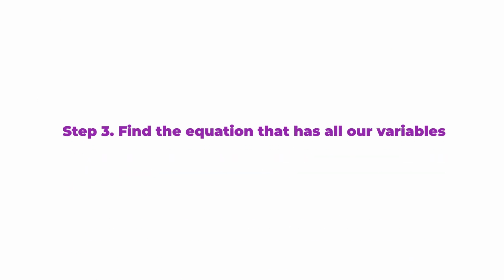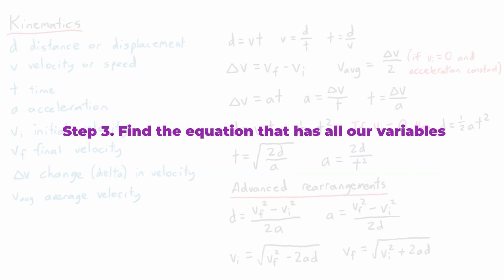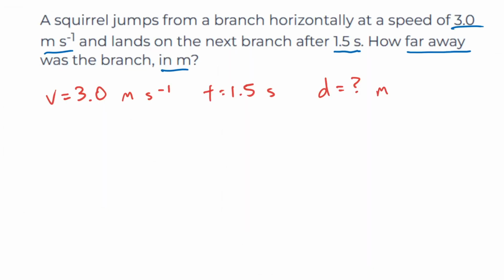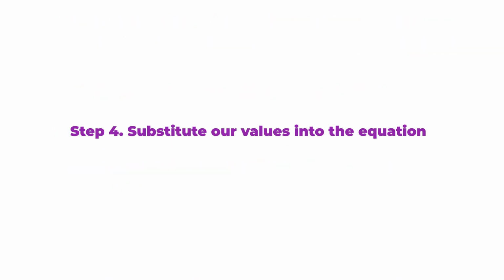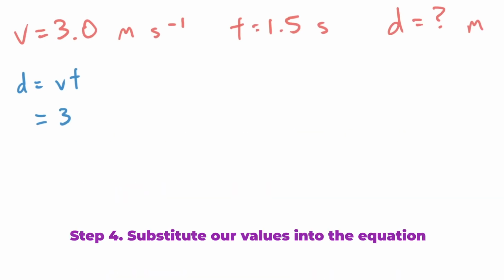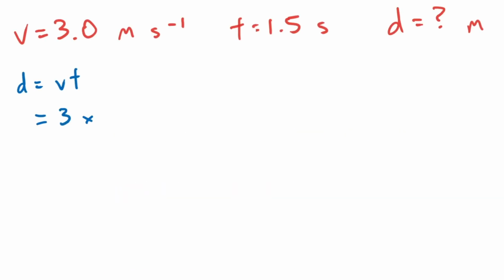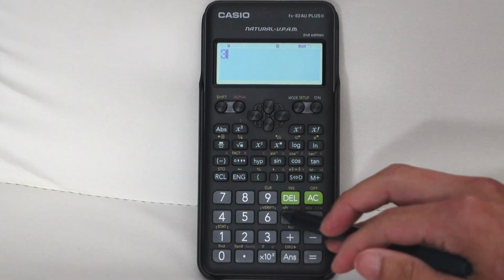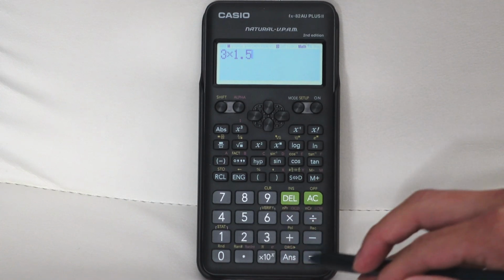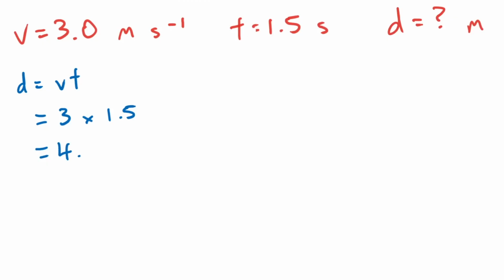So now we come to the third step, which is looking for the equation on our cheat sheet that has all three variables on it. The equation is d equals vt, or distance equals velocity multiplied by time. And now for our final step. We simply substitute our values for the variables. D is equal to 3 times 1.5. If we enter the numbers into the calculator, 3 times 1.5, then we get an answer of 4.5 meters.